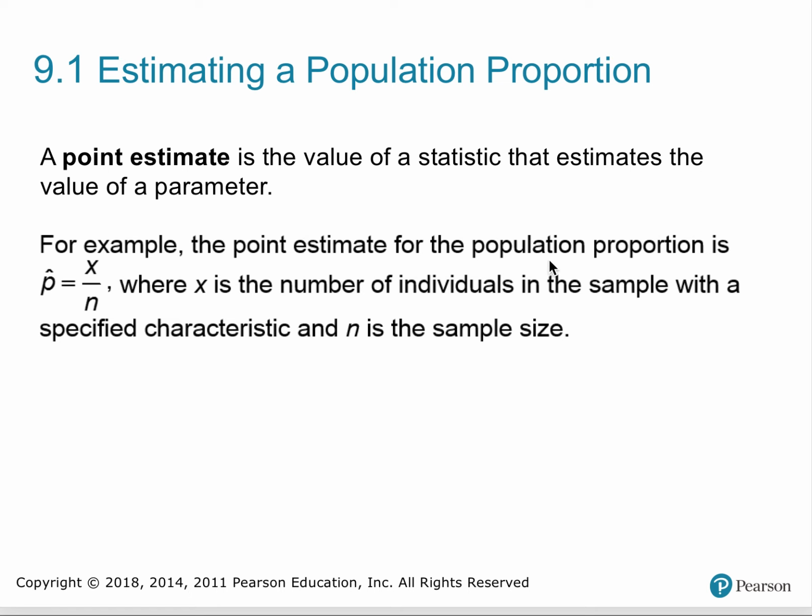Remember, the point estimate for the population proportion we had from last chapter is called p-hat. And here's the formula for it, where X is the number of individuals in the sample with the specific characteristic, and N is the sample size.